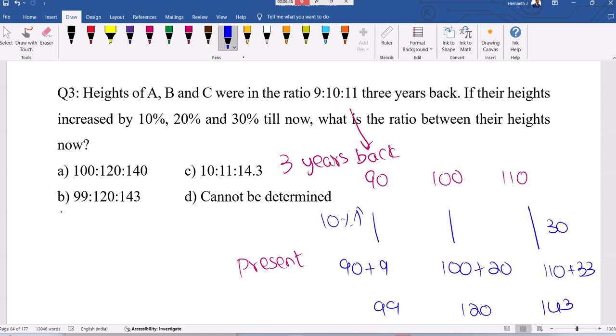143. Option B. Is there any term to cancel altogether? 143 can be divided by 11 and 13 only, but 120 cannot be divided by 11 or 13. So we don't have any common factor. So these are the new heights of A, B, C. So why 90, 100 and 110? The entire question involves only ratios and percentages. You can assume, keeping 9, 10, 11 in ratio, you can take 9,000, 10,000, 11,000 like that also.